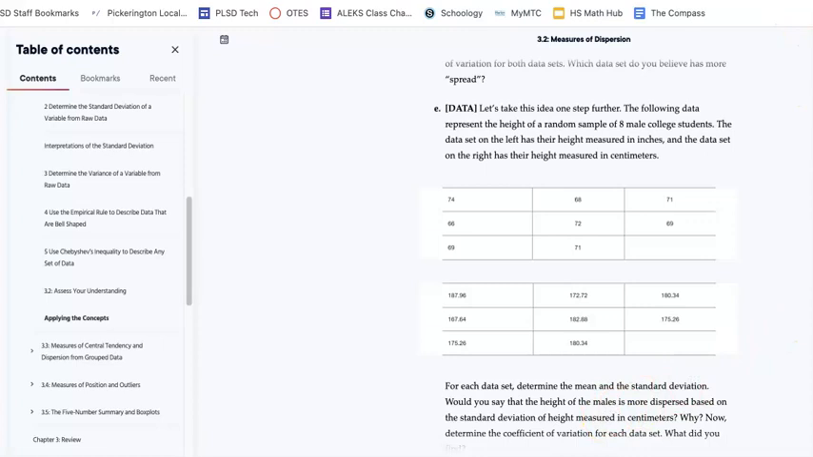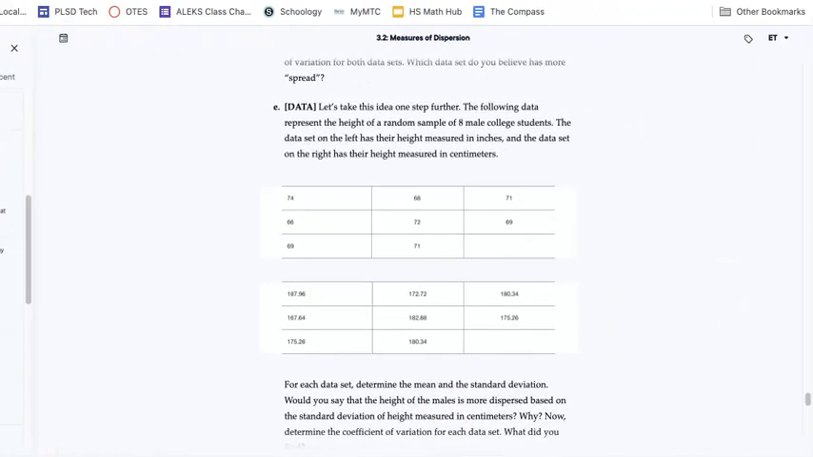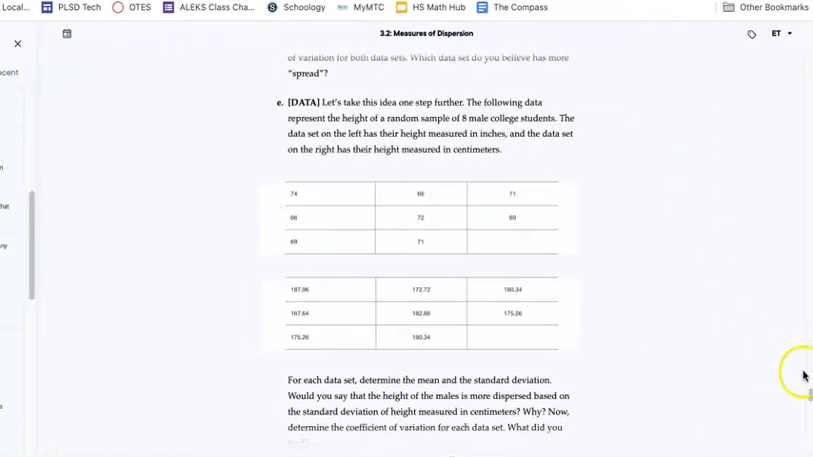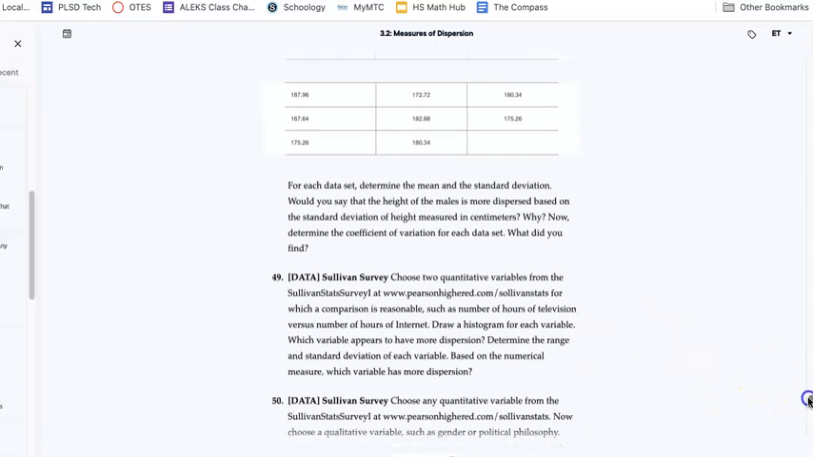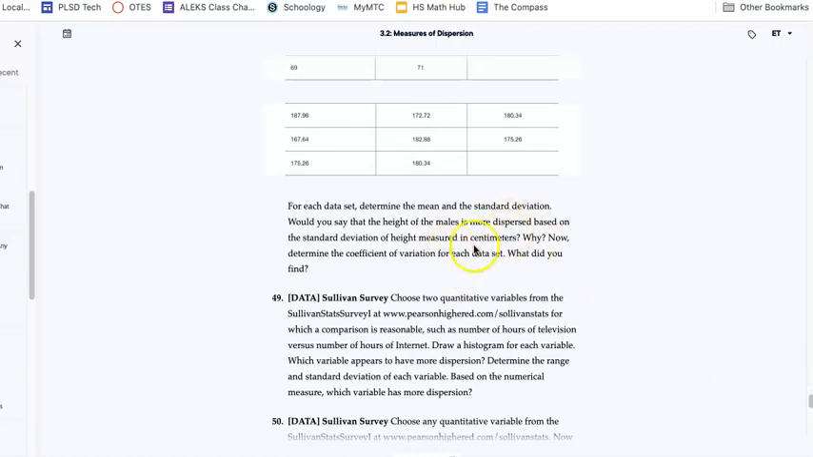Then it wants you to calculate that coefficient of variation again for each data set. So again, the formula's up here. You do standard deviation divided by the mean to get that value. And then it says, once you've done that, what does that tell you? Basically, that is what it wants to know.